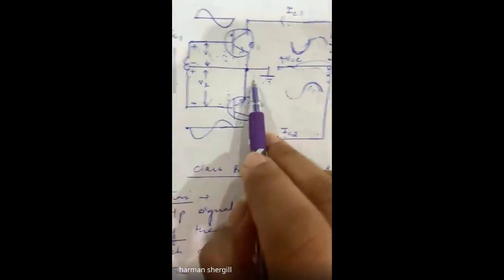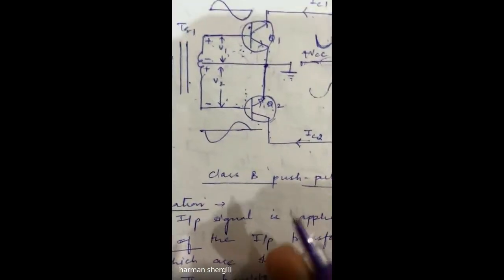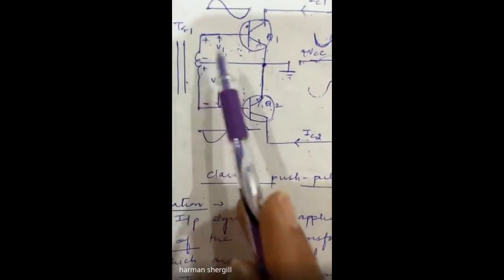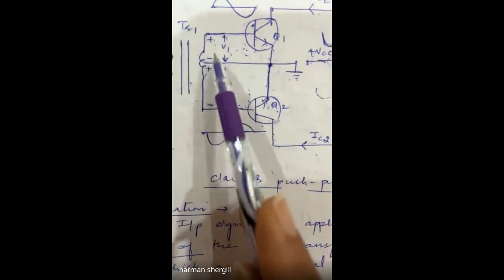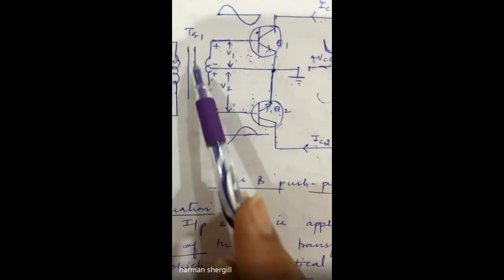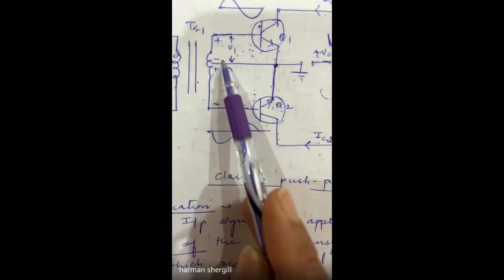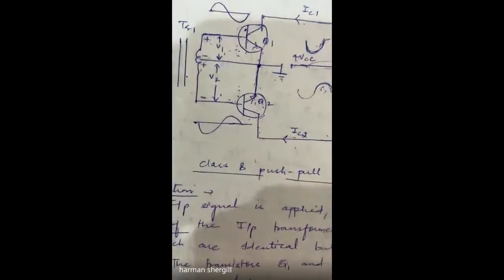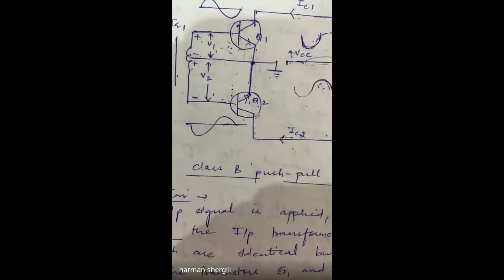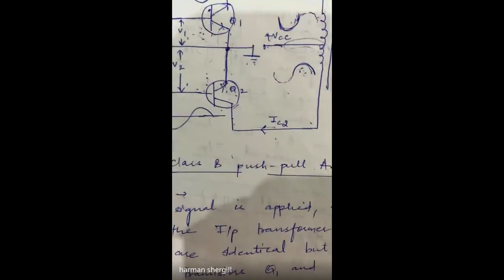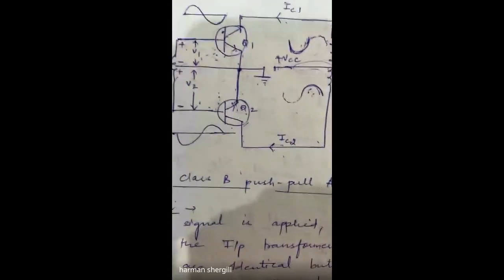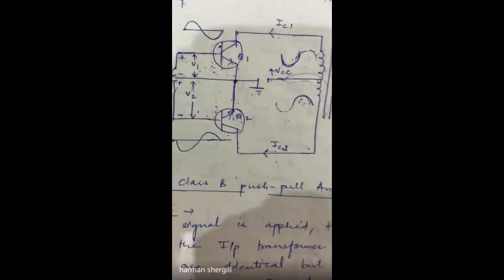If you compare this with the Class A push-pull amplifier, there we also used resistors. But in the Class B amplifier, zero bias is required. We don't provide any biasing. Zero biasing is required for cutoff because at cutoff no current flows. When the device is biased at cutoff, zero current flows.